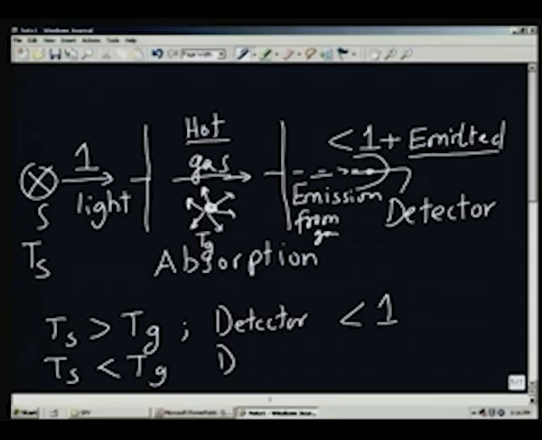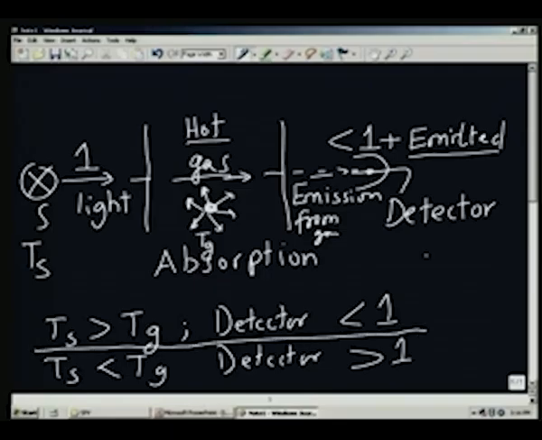the detector will actually give you something greater than 1, because it is overcompensated. There is more radiation from the hot gas which is contributing to the signal at the detector, and therefore, the amount of reduction of the source which is also detected by the detector is overcompensated. That means, the detector is going to give you a net which is greater than the amount which is leaving the source. So, just remember or recapitulate what we did earlier when we talked about the brightness temperature.